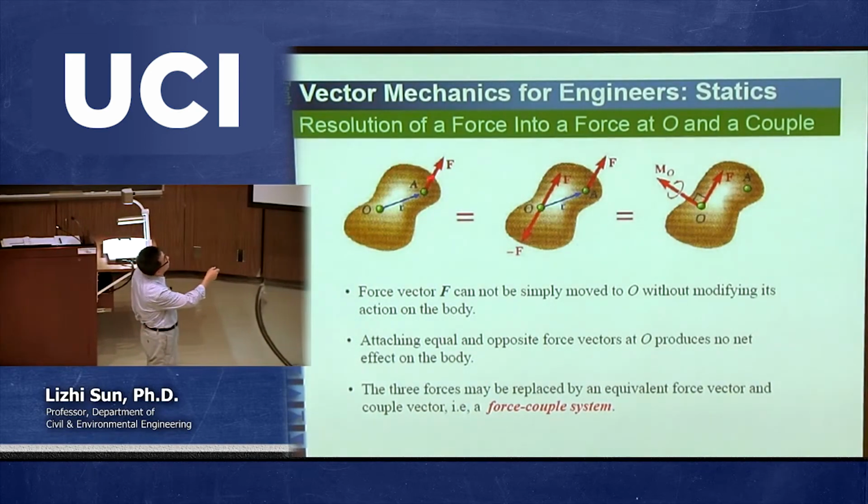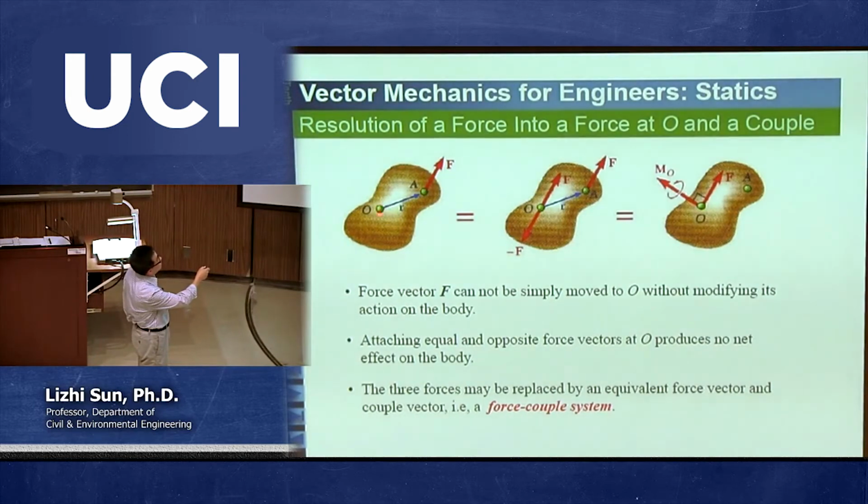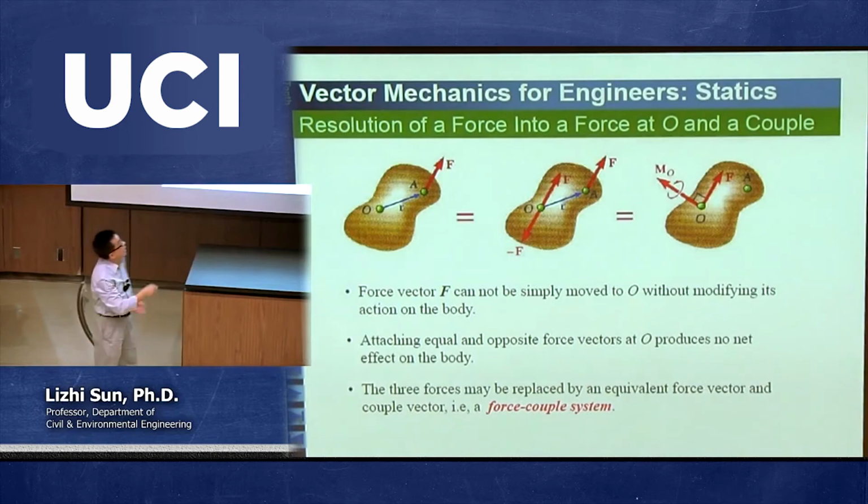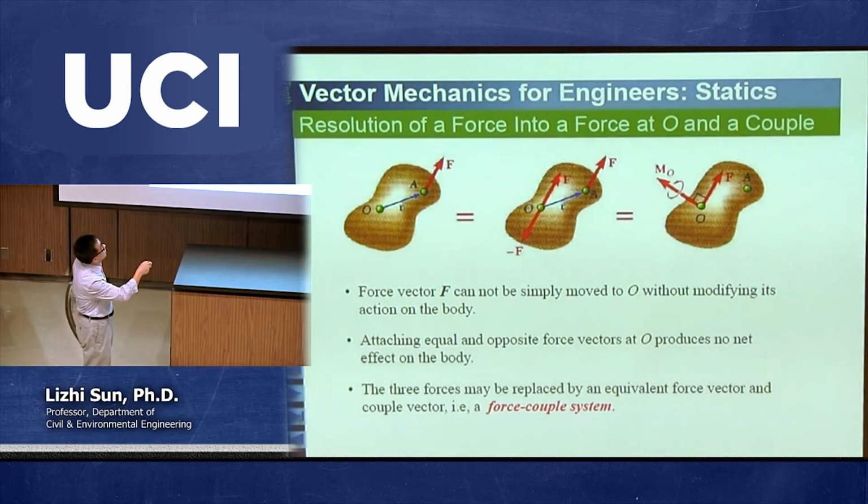You want to move the force from A to O. First find point O, and then I'm going to add two virtual forces at point O. Originally, there's no force at point O, right? There's only one force here at point A. But you want to move this force from A to O. So I'm going to assume there are two virtual forces at point O in the opposite direction with the same magnitude.